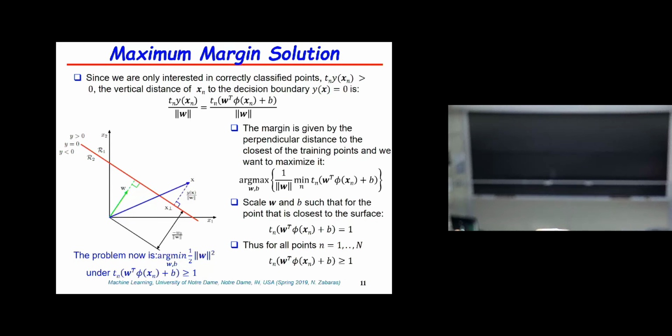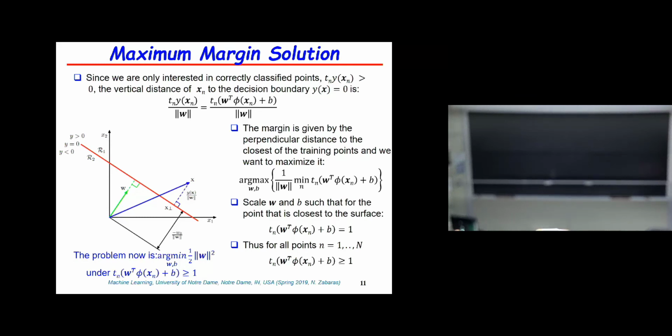Now, will you agree with me that if I double the values of W and B simultaneously, the thing inside the parentheses is not going to change? If you put 2 times W and 2 times B instead of W and B, the margin is basically not going to change. Look at the calculation: if you put 2 times W divided by 2 times W, you will get the same thing. So effectively, we need to remove this scaling effect from this calculation.